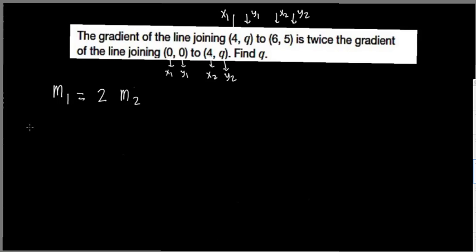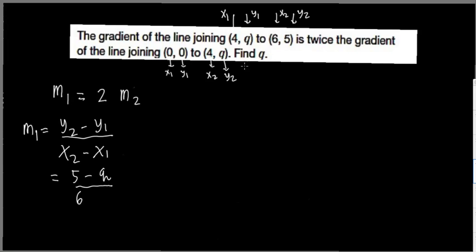For gradient 1, we know that it is y2 minus y1 over x2 minus x1. y2 is 5, y1 is q, over x2 is 6, x1 is 4. So the first gradient equals 5 minus q over 2.